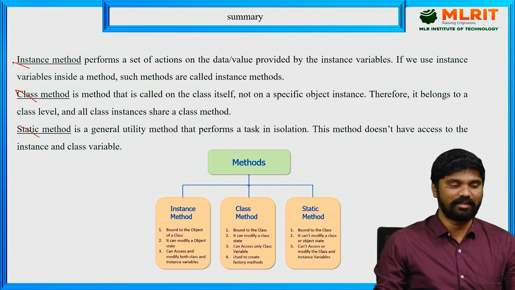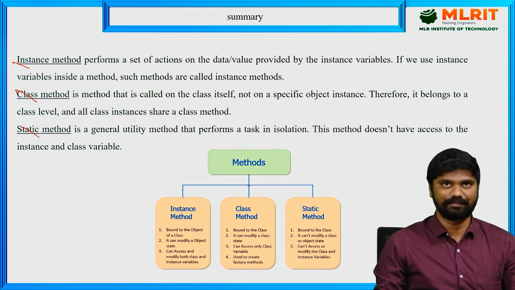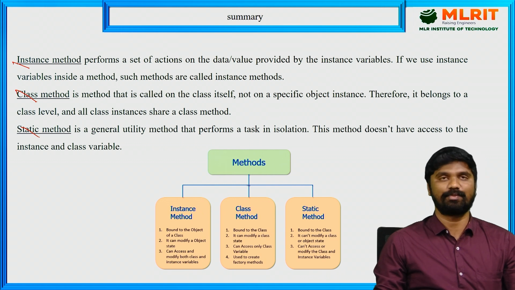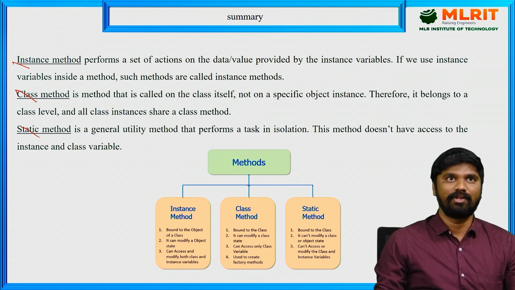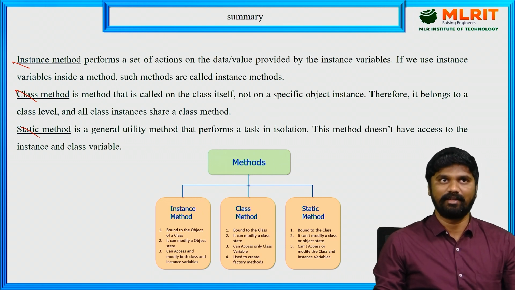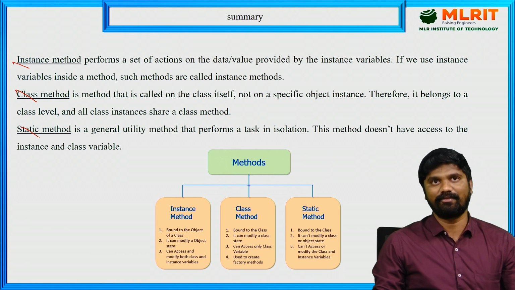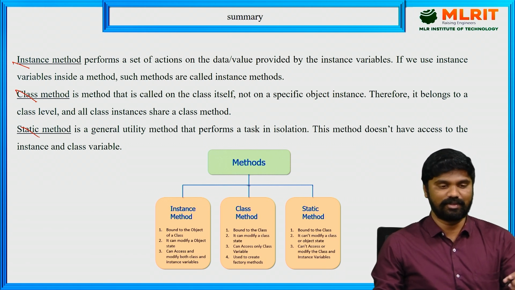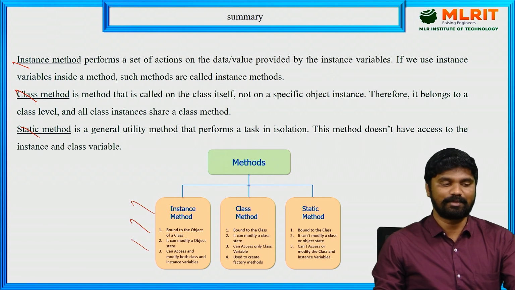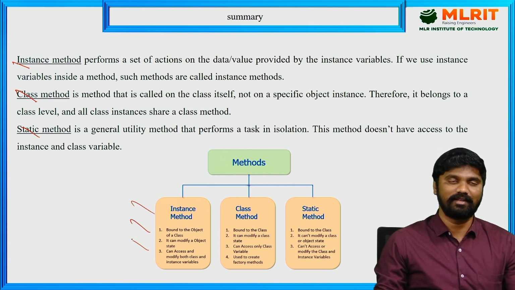Next, the class method is bound to the class itself, for which we have to pass the CLS variable, and through this class method we can access the class level data. Next, the static method is an isolation. That means this method does not have access to instance level variables, that is object level variables, or class level variables. So anyway, this is the class method, instance method, and static method.